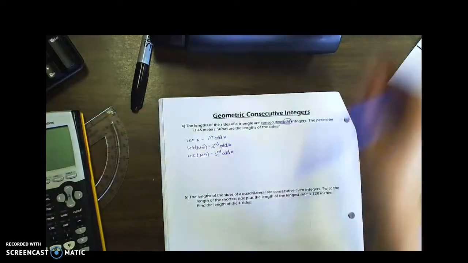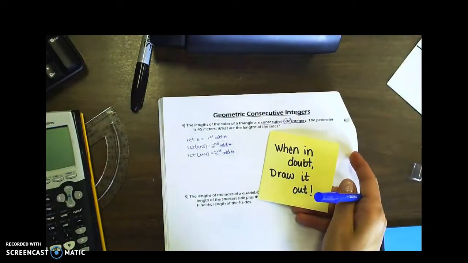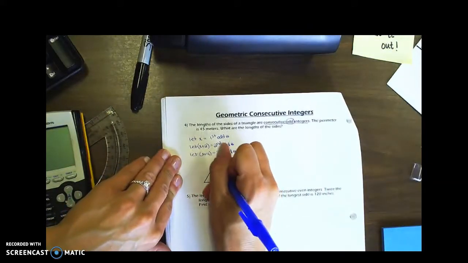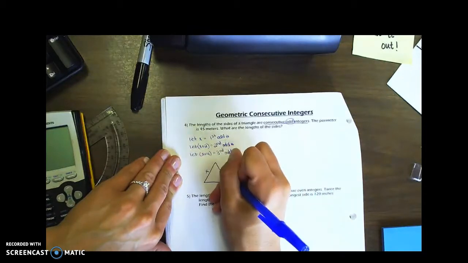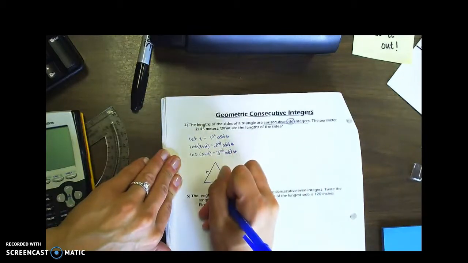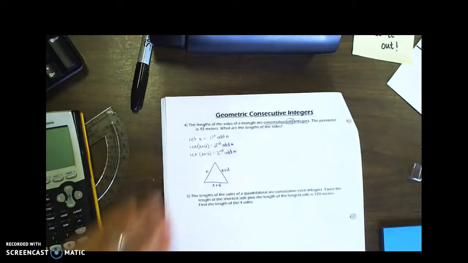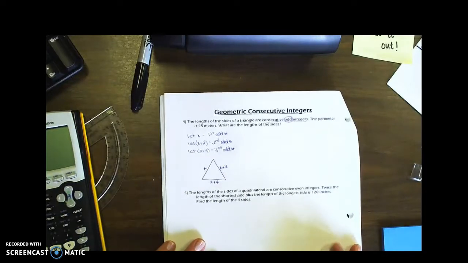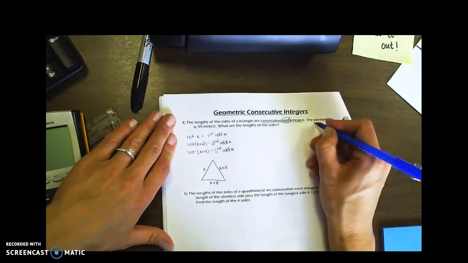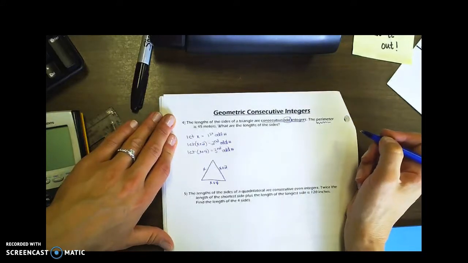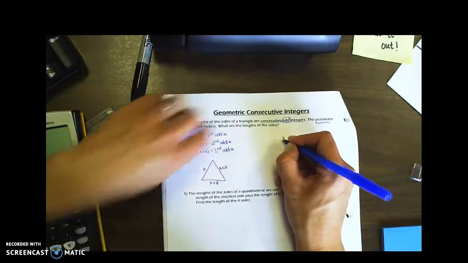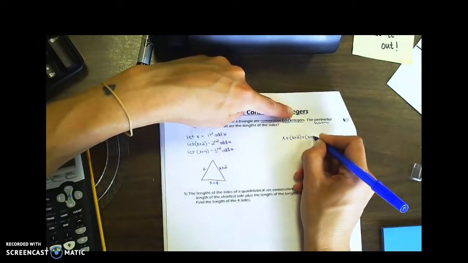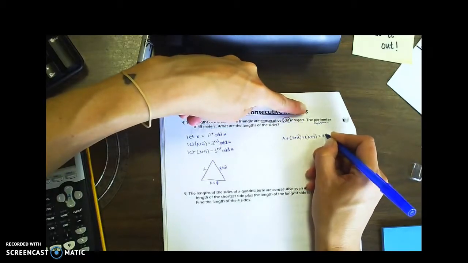Now remember, whenever they give us a picture, when in doubt, make sure that you draw it out. So let's make sure that we're covering all of our bases here. So here we have a triangle. The sides are x, x plus 2, x plus 4. Okay, so now we need to set up an equation to solve. We're going to look for our keyword, and that keyword is right here. We have perimeter. And we remember perimeter means we're going to add all the sides. So x plus x plus 2 plus x plus 4 equals 45.